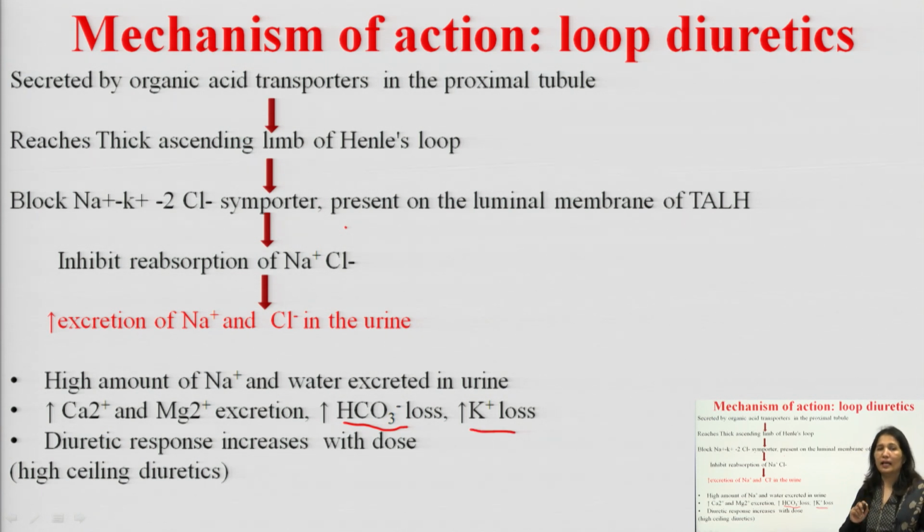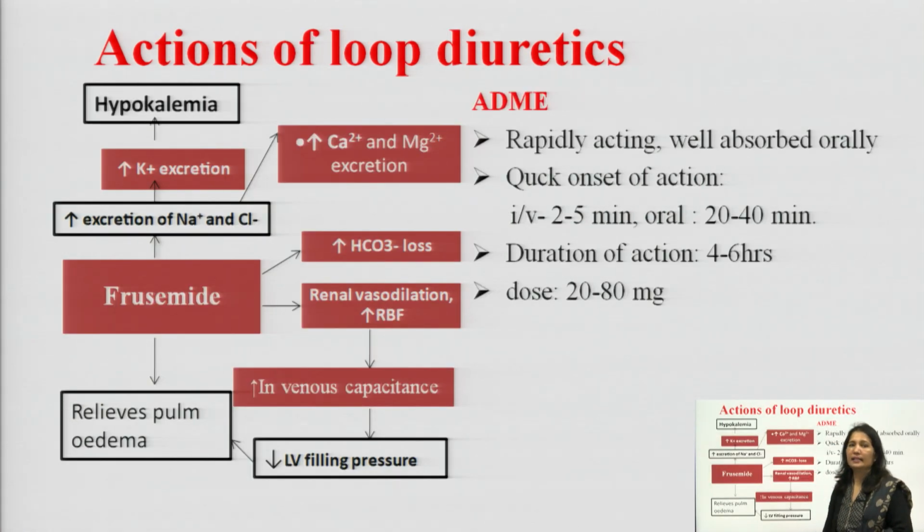क्योंकि मैंने आपको बताया कि जितना भी सोडियम यहाँ पे रीअब्जॉर्ब नहीं हुआ वो साइट 4 पे जाके रीअब्जॉर्ब होना चाहेगा और वहाँ साइट 4 पे सोडियम के एक्सचेंज में पोटेशियम सीक्रीट होगा and that results in the hypokalemia. So, potassium loss occurs with loop diuretics. So, diuretic response increases with dose, that is why they are known as high ceiling diuretics. So, these are the actions we have discussed: increased excretion of sodium, chloride, increased potassium excretion, so causes hypokalemia.